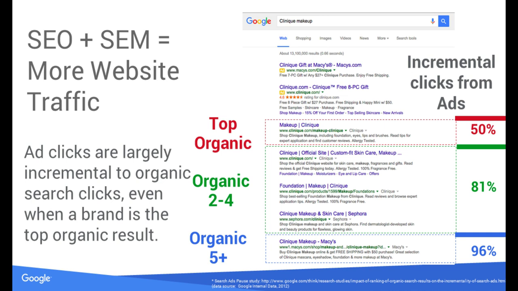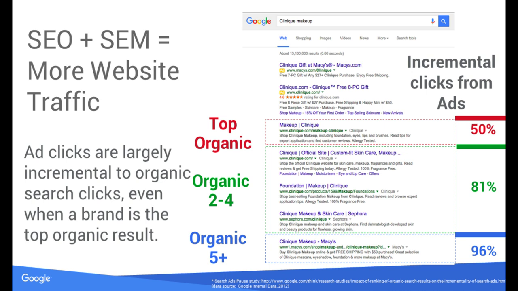So what that means is that they would not be recovered organically if the ad campaign paused. So that means if you usually have 100 clicks a day from organic, when you have an ad, you're going to get 150 clicks. And it becomes even more extreme as you move down the organic results page. So on my slide here, you see top organic associated with that 50% in incremental ad clicks.